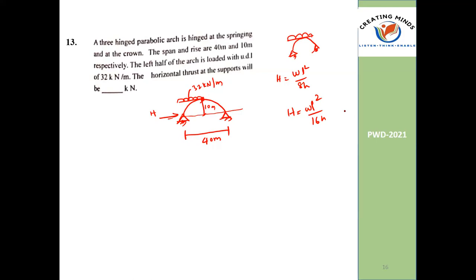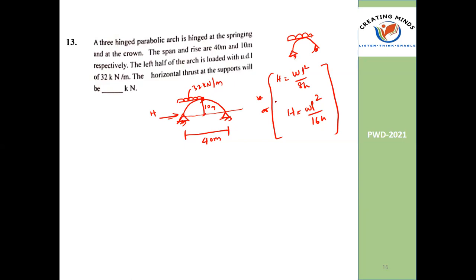Sir, it's 320, sir. 320. That's all. Please remember these two things. Very, very important. The three-hinged arch is subjected to full length UDL: WL square by 8H. If it is half of the length, double.